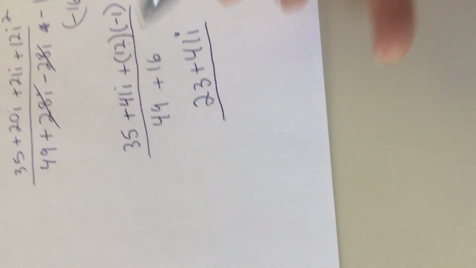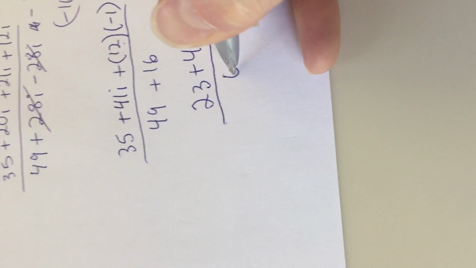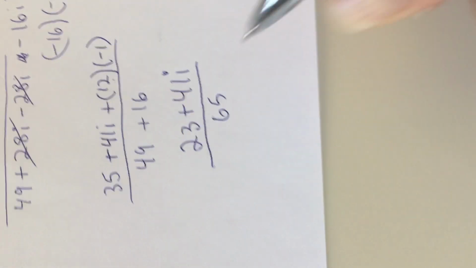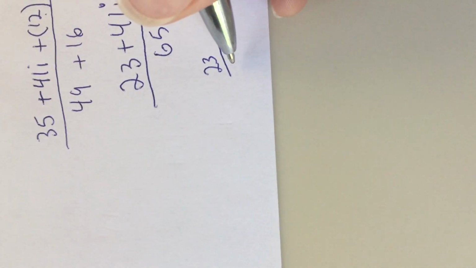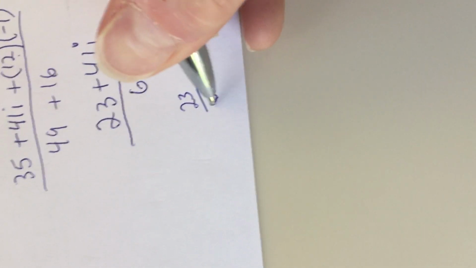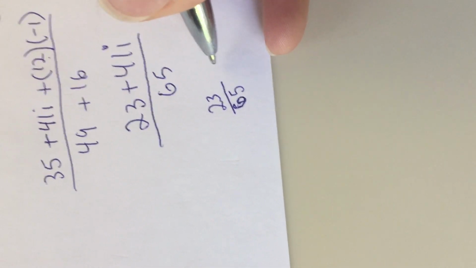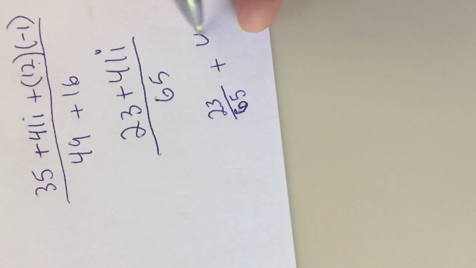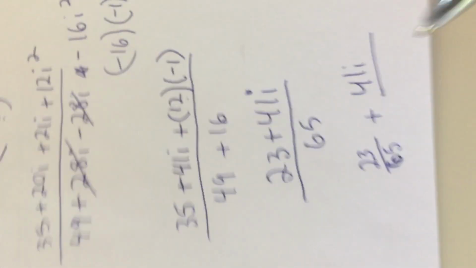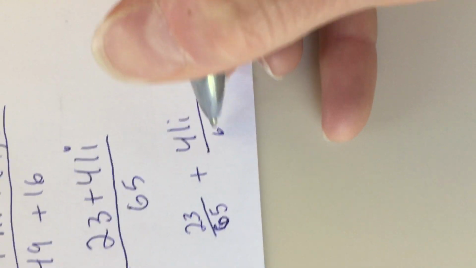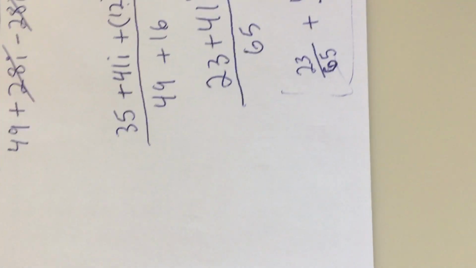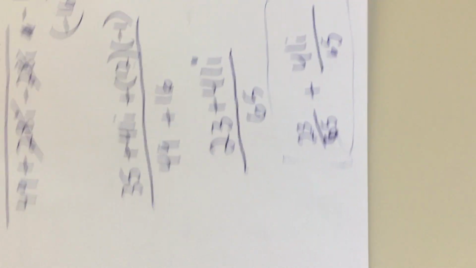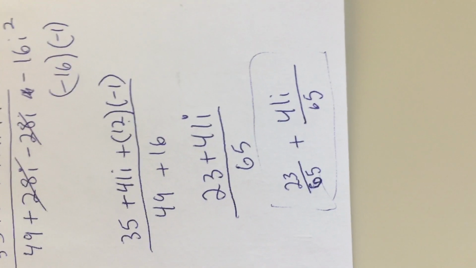Then if I combine this 49 and 16, I'm going to get 65. I think we could leave it like that, or we could separate it out like Joe taught us in the video where the 23 is over the 65. I don't think I can reduce it anymore. And the 41i is over the 65. Sorry, my paper isn't quite working. And again, that's in more of a complex form where you have the real number and the imaginary. Okay.